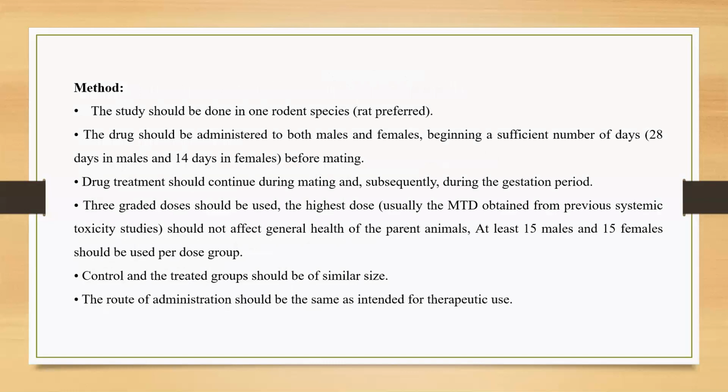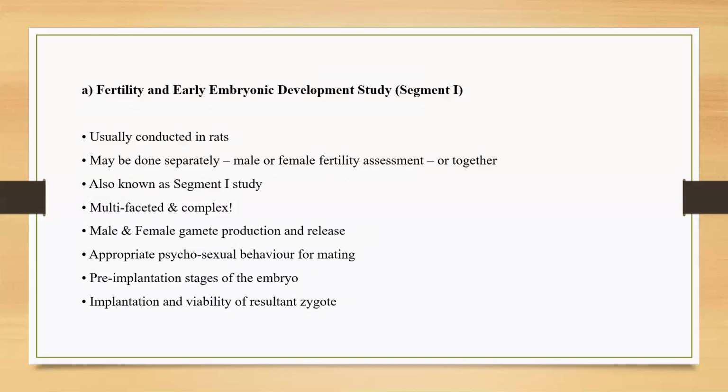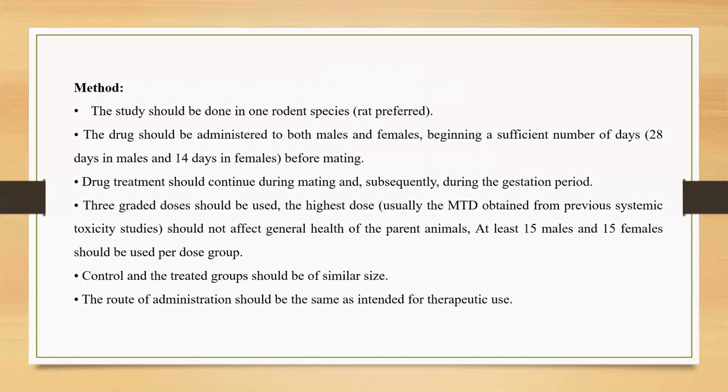So this is the method. Whatever we have seen in the earlier slide is the criteria for the study, and this is the method of the study. The study should be done in one rodent species. For some other studies, sometimes 2 species are used, but in this study, we can use only one rodent species. The drug should be administered to both male and female, beginning a significant number of days, 21 days in males and 14 days in females, before mating. Drug treatment should continue during mating and subsequently during the gestation period. That is, the drug treatment should not be discontinued.